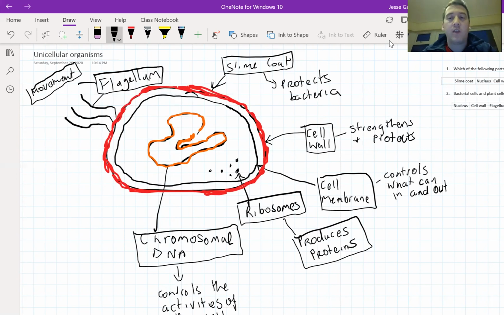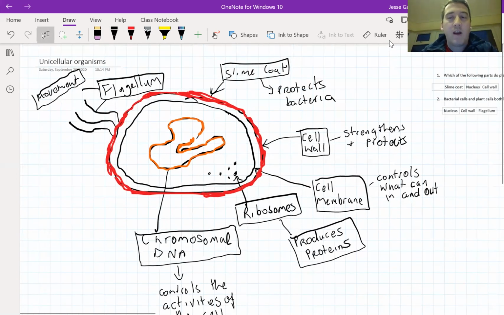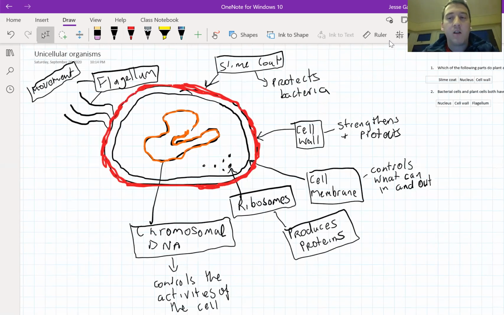So on the big picture of things, let's have a look at some of the things that a bacteria cell has that we haven't seen in a plant and an animal cell. A bacteria cell has a flagellum. A flagellum we did not find on a plant or an animal cell. A bacteria has a slime coat. We did not find a slime coat on the plant or the animal cell.